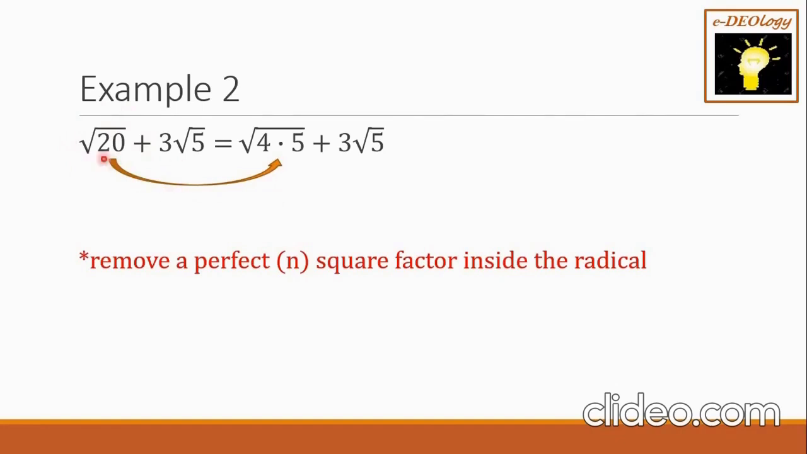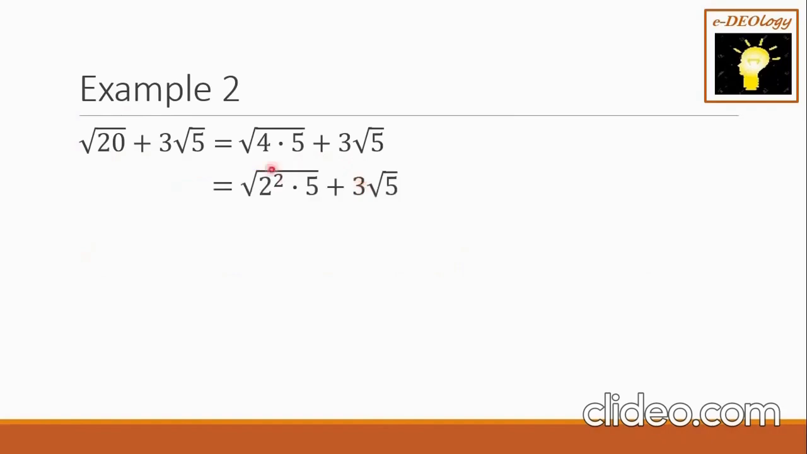Now the 20 is factored out into 4 times 5. So one factor is a perfect square and that is the 4. And then we just copy the plus 3 square root of 5 here. Then we're going to show that this 4, the perfect square number, is equal to 2 squared. Then we're going to distribute the radical sign to the 2 squared and also to the 5. So we have here the square root of 2 squared times the square root of 5, and then the plus 3 square root of 5 is copied down here.